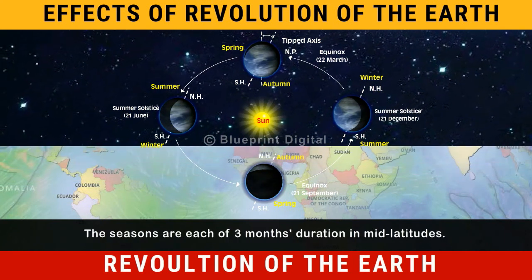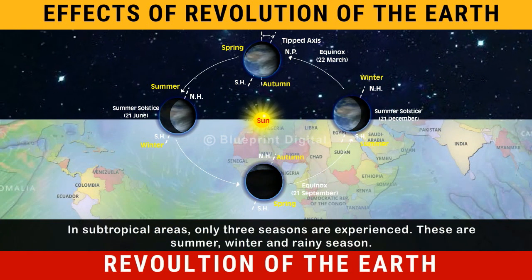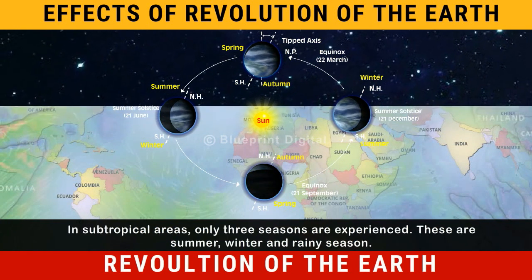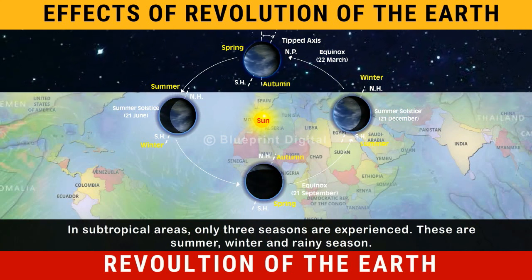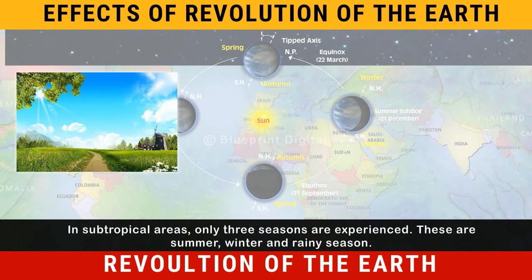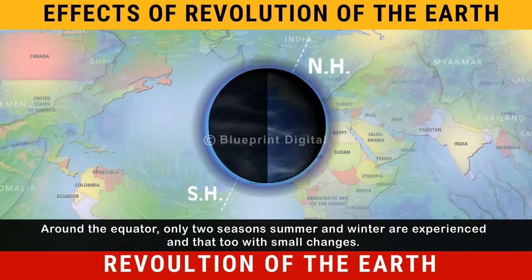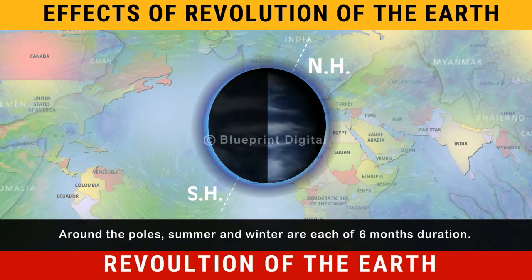The seasons are each of 3 months' duration in mid-latitudes. In subtropical areas, only 3 seasons are experienced. These are summer, winter, and rainy season. Around the equator, only 2 seasons, summer and winter, are experienced, and that too with small changes.